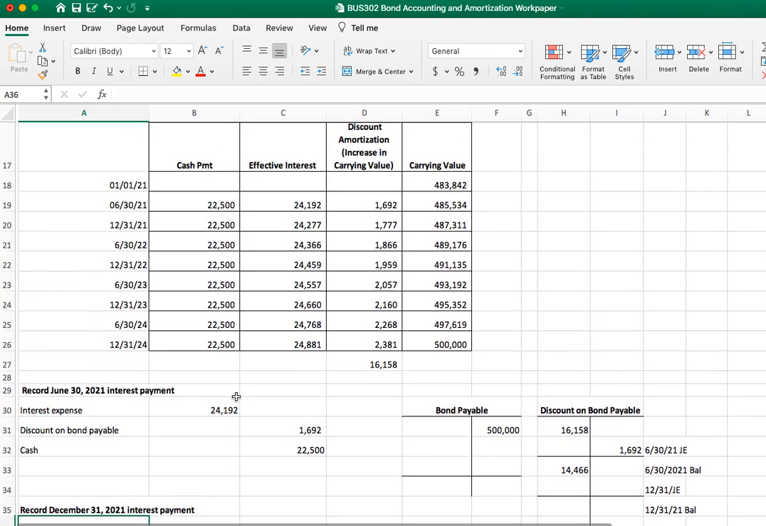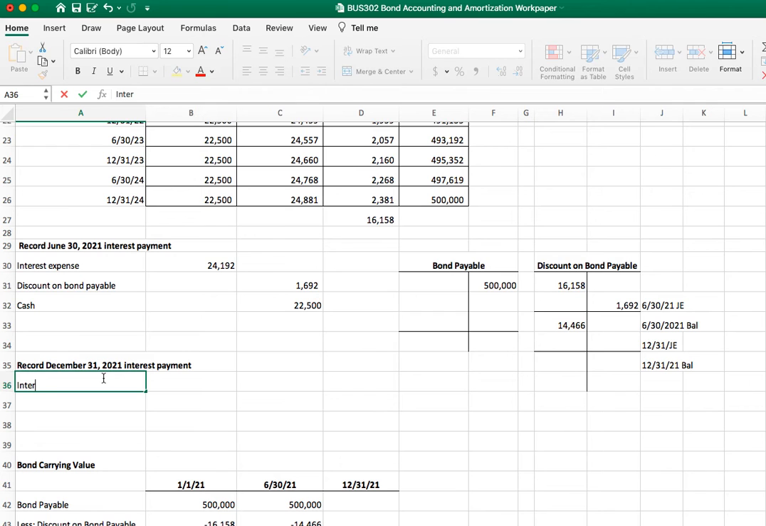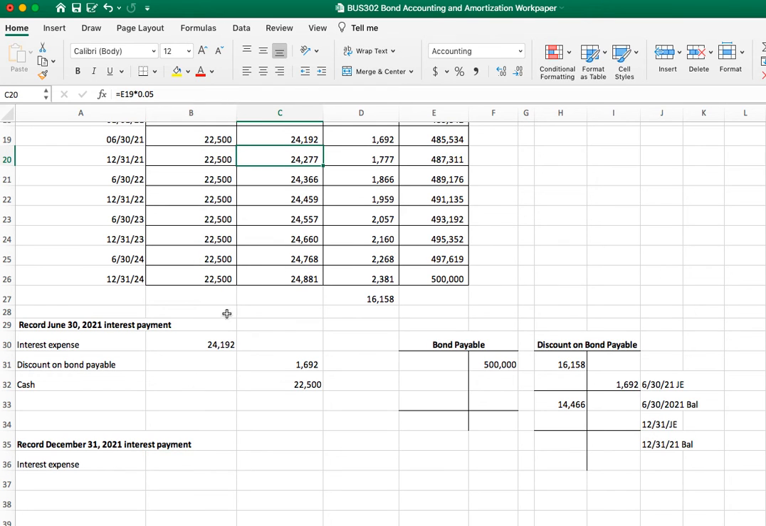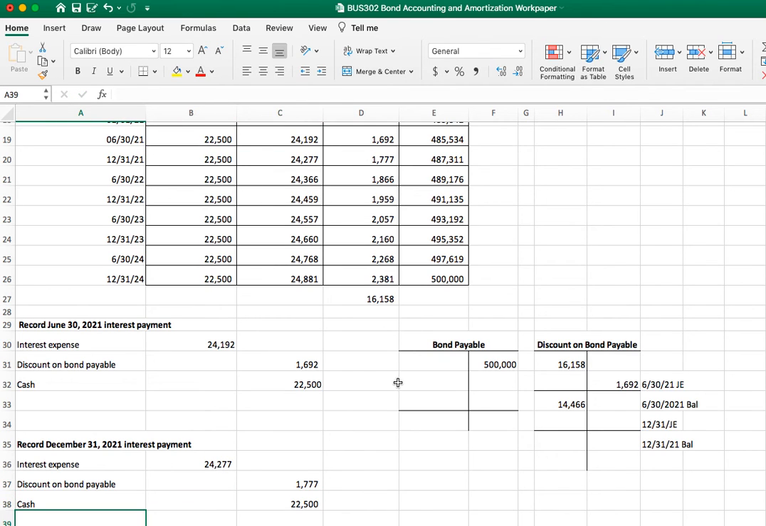Just to complete this entry, the December 31st, 2021 interest payment, we have interest expense that will be reported on the income statement of $24,277. The discount will be credited, just because of the Excel columns I can't indent it, so you get it though. We'll move it over to a credit column. The discount amortization is $1,077, and the cash payment, which never changes, I can't stress that enough, is equal to $22,500.